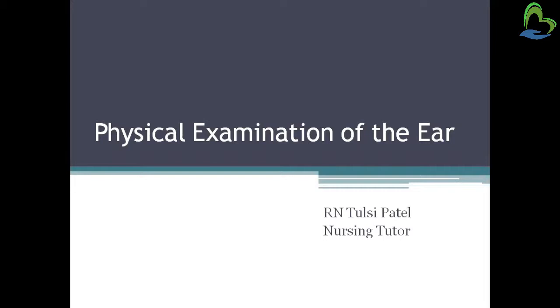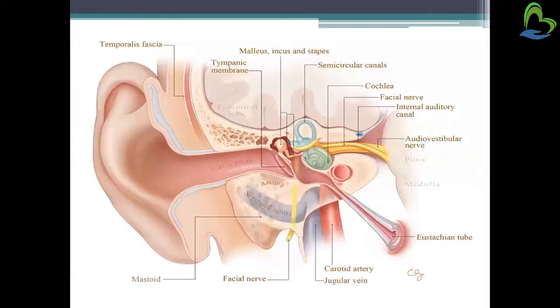Today we will learn about physical examination of the ear. This is the anatomy of the human ear. You can see the internal bones, the malleus, incus and stapes, the semicircular canal, the cochlea, the facial nerve, the internal auditory canal, the audiovestibular nerve, then the eustachian tube, the carotid artery, the jugular vein, and the facial nerve. This one is the mastoid process, and here is the ear canal.